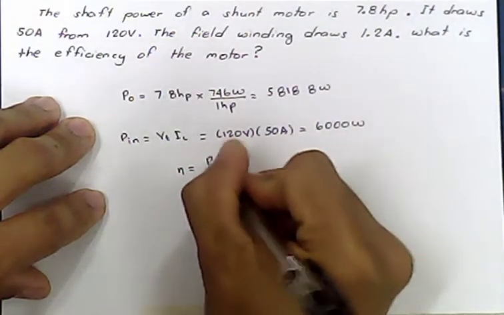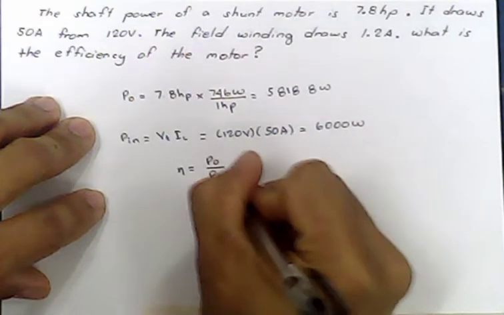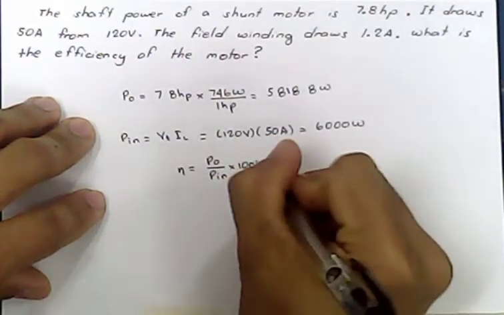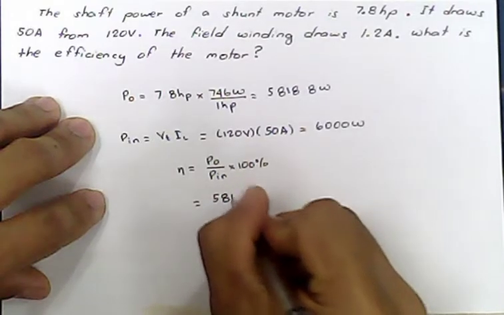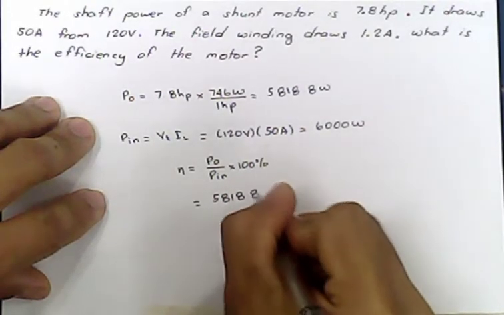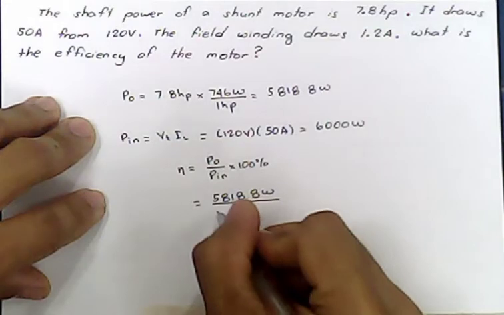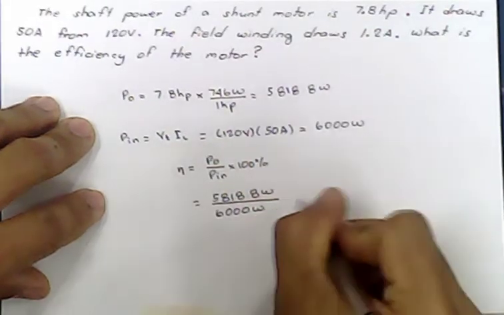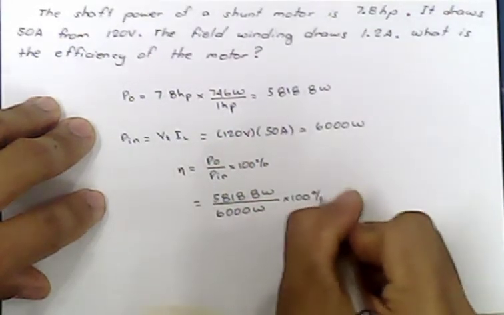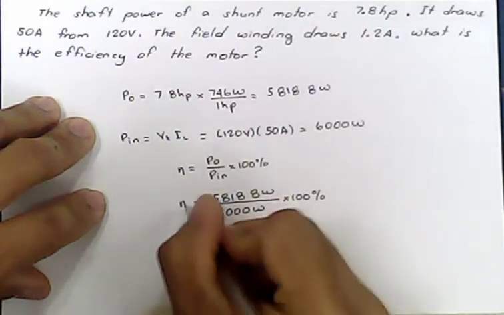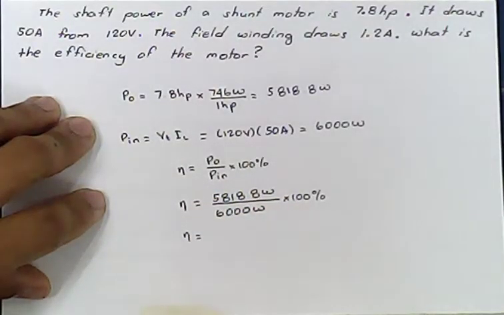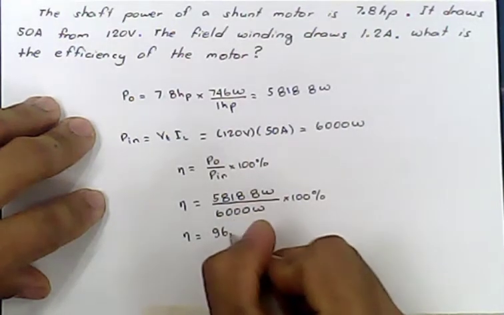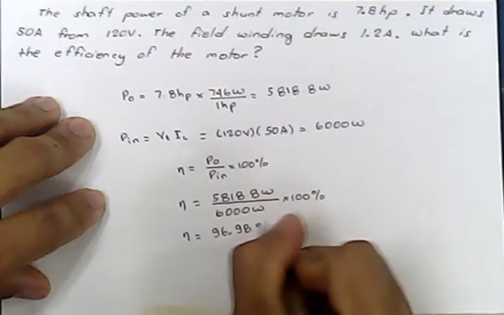Efficiency equals the power output divided by the power input times 100%. Power output 5,818.8 watts. Divide this by 6,000 watts times 100%. So the efficiency is 96.98%.